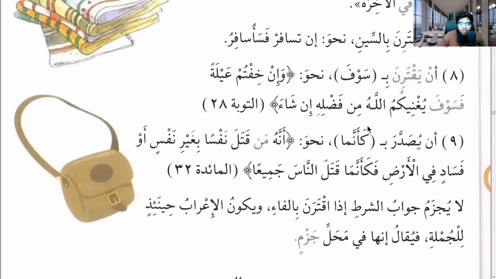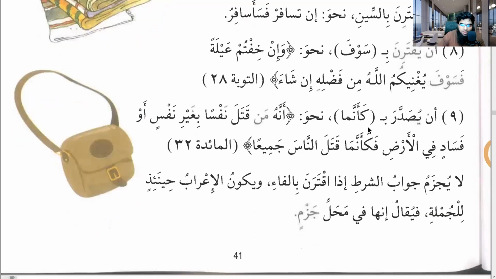Then we have ka'annama. An yusaddara bi ka'anna. Ka'annama means it looks like, as if. An yusaddara bi ka'annama. Saddara yusaddiru is to precede. It is in front. So ka'annama comes in front. Annahu man qatala nafsan bi ghayri nafsin. And that whoever kills a soul bi ghayri nafsin, without a recompense for another soul.